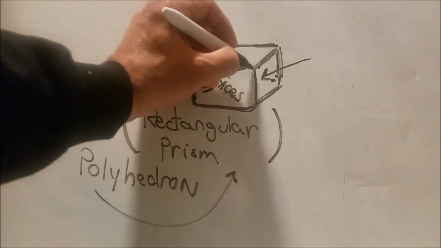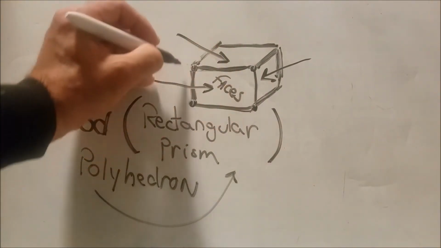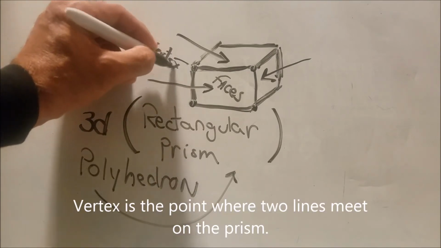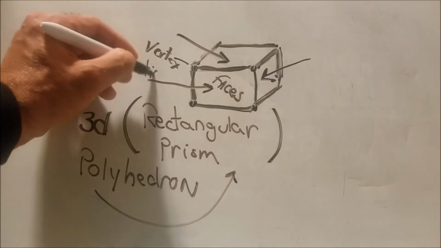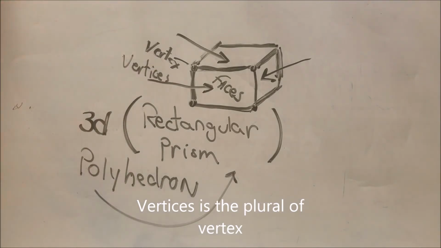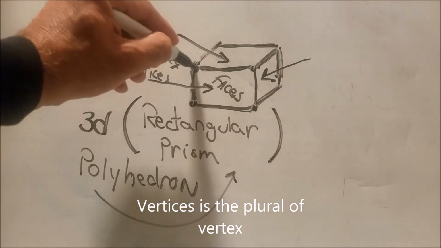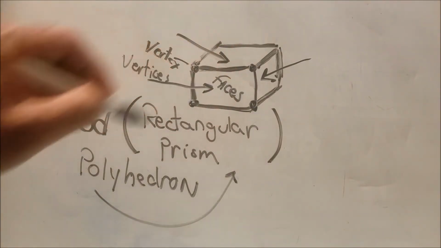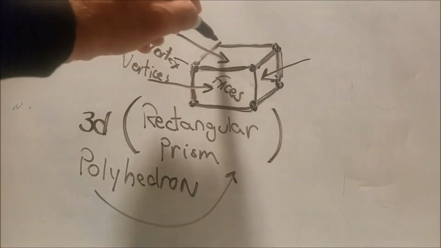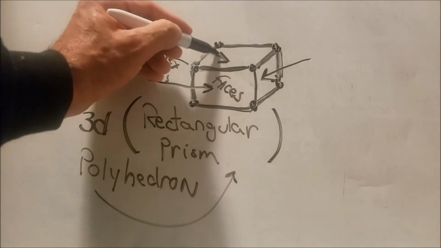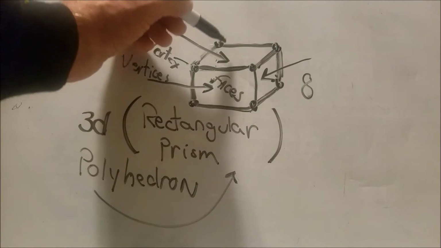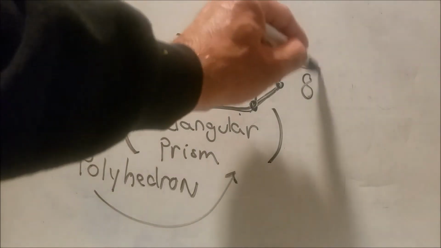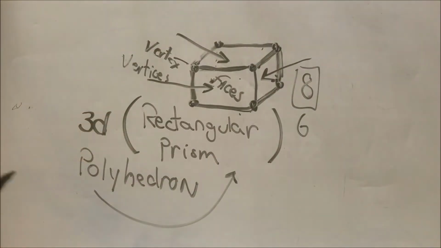And where the lines meet, and we talked about this in other videos, the point there is the vertex. And the plural for vertex is vertices. How many vertices do you think this rectangular prism has? Well, there's one here, there's one there, there's one there, there's one there, there's one there, there's one there, and there's one you can't see. It's in the back, right? If we draw a dotted line, it'll be right there, but you can't see it. So there's 8 vertices. There's 1, 2, 3, 4, 5, 6, 7, 8. There's 8 vertices, and there's 6 faces.